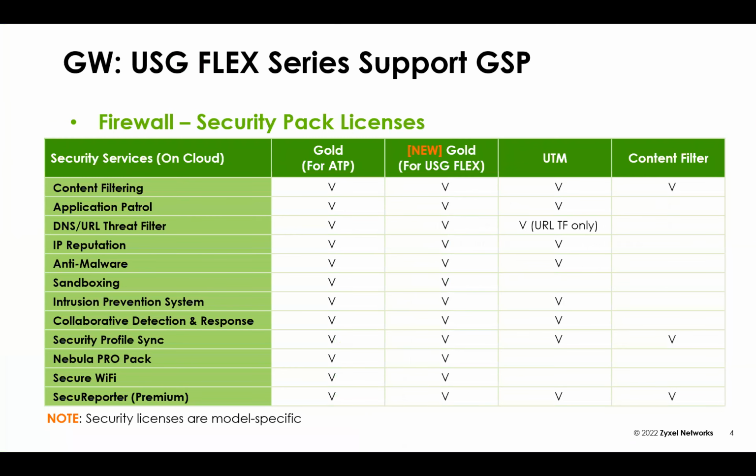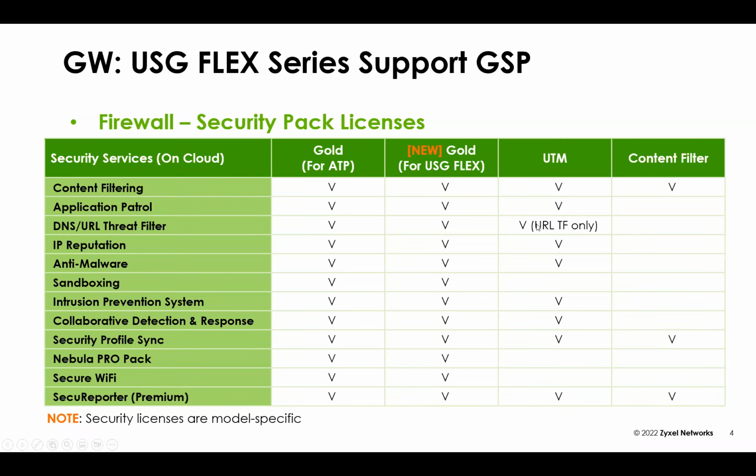So first, we're going to talk about the Gold Security Pack. Now, as you can see in this table here, we can see what the Gold Security Pack that we had for the ATP. So originally, when you bought an ATP, it came with a bundled Gold Security Pack license. With the USG Flex, there was only the content filtering by itself a la carte, or the individual UTM services that you can purchase for the USG Flex. Now we have added the Gold Security Pack that includes everything, also including the sandboxing and the DNS and URL threat filter that was previously exempt from the UTM side.